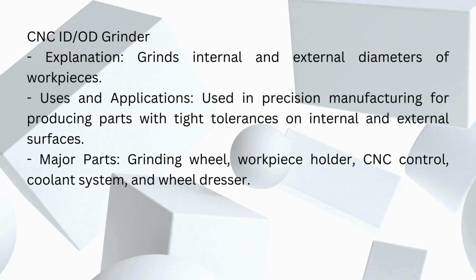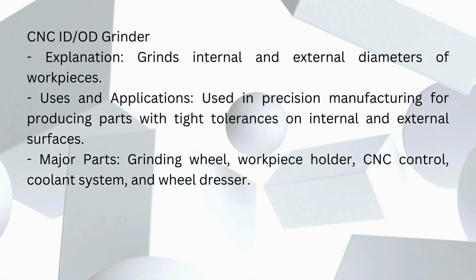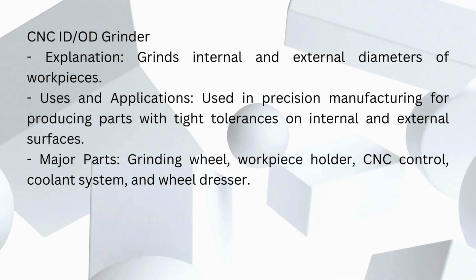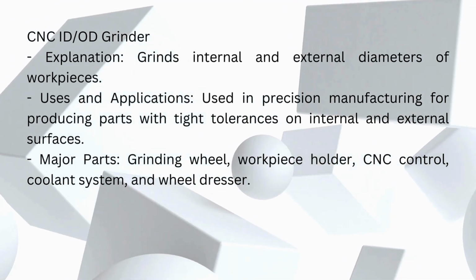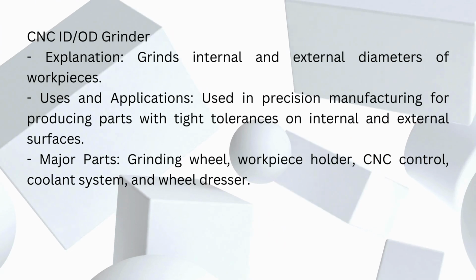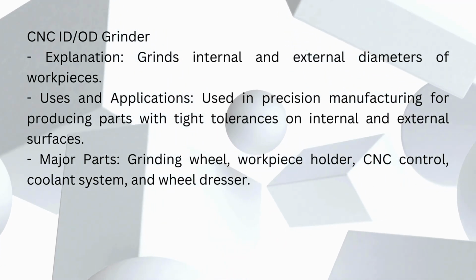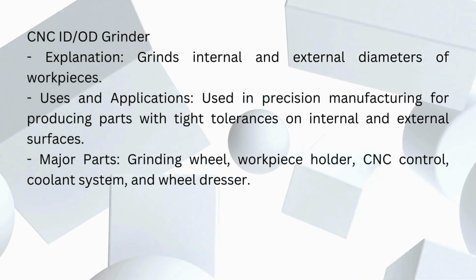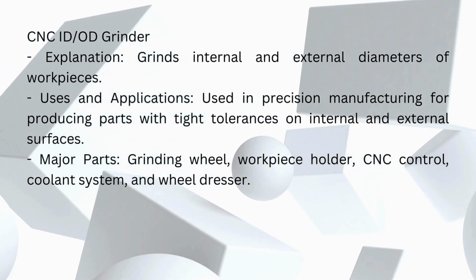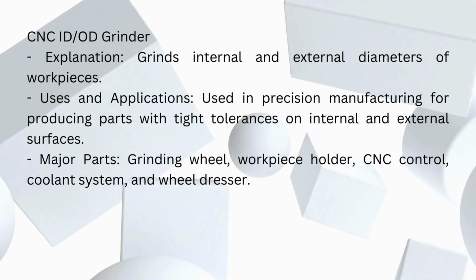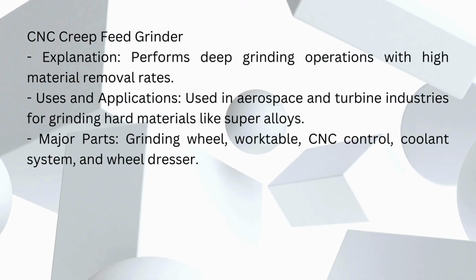Explanation: grinds internal and external diameters of workpieces. Uses and applications: used in precision manufacturing for producing parts with tight tolerances on internal and external surfaces. Major parts: grinding wheel, workpiece holder, CNC control, coolant system, and wheel dresser.